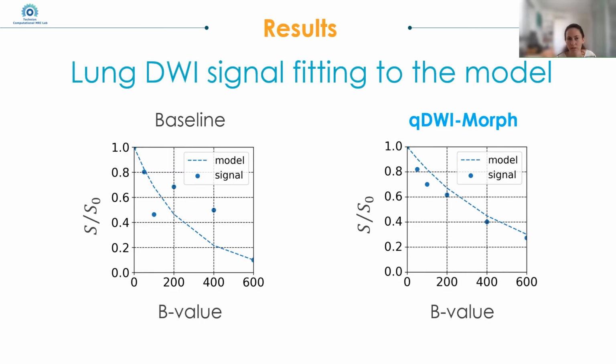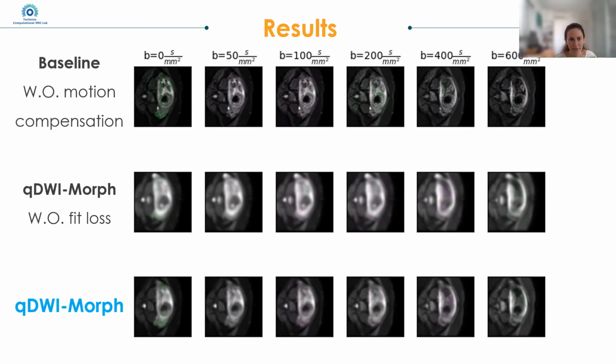Results. This figure demonstrates the average signal in the lung as a function of the B value. The left graph is the baseline, and the right is for the motion-compensated volume due to the qDWI-morph. The lines are the corresponding fit to the mono-exponential model. We can observe that after the motion compensation process, the dots behave according to the expected model and are less scattered.